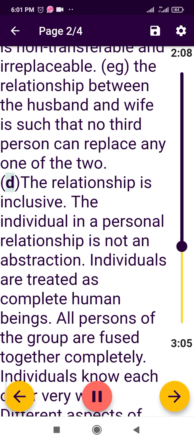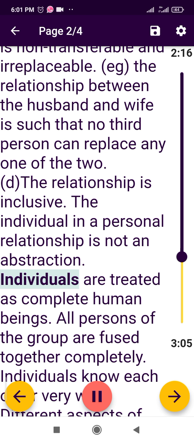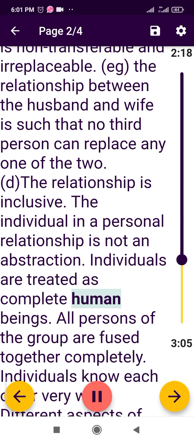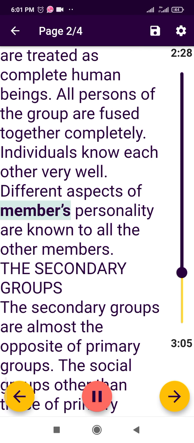D. The relationship is inclusive. The individual in a personal relationship is not an abstraction. Individuals are treated as complete human beings. All persons of the group are fused together completely. Individuals know each other very well. Different aspects of members' personality are known to all the other members.